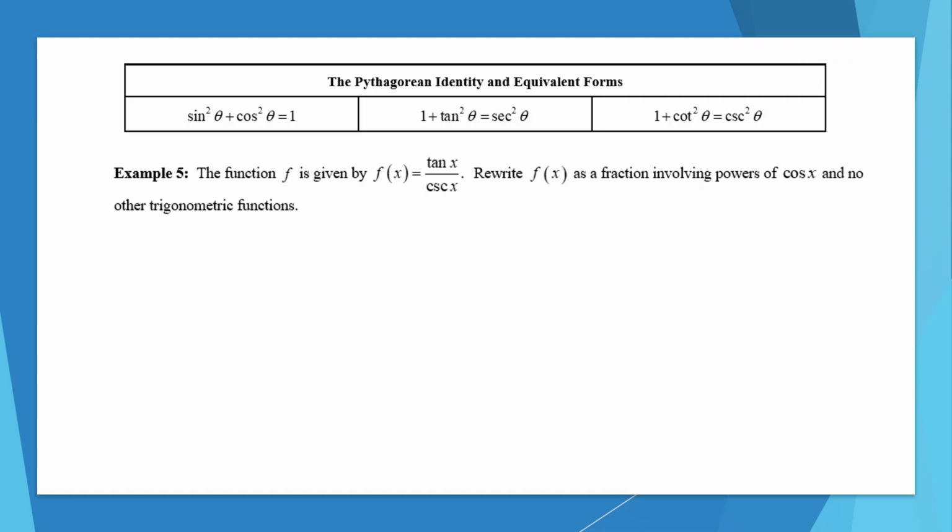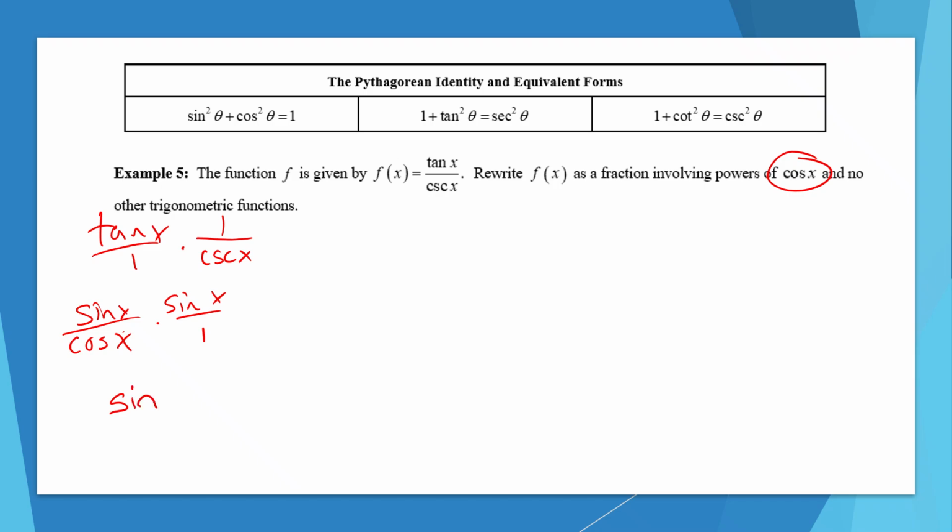So here, first split everything into its own fraction. So tangent x over 1 times 1 over cosecant x. And then put everything in terms of sine and cosine. So this is going to be sine x over cosine x times 1 over cosecant, which is sine x over 1. And we're wanting it only in terms of cosine. So let's simplify what we can first. To get sine of x times sine of x is sine squared x over cosine x.